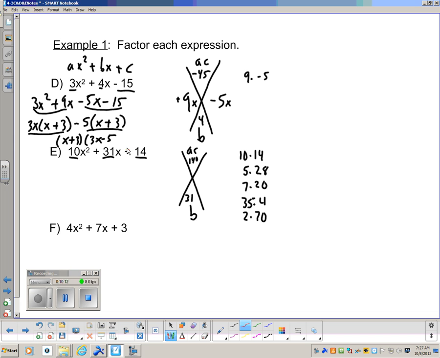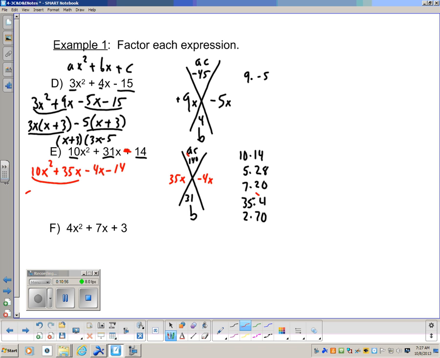This was seriously a typo in here. It should have been a minus in there. So if it's a minus, what happens then? It multiplies to give us negative 140 and adds to give us 31. It would change right there. It would be 35 and a negative 4, which gives us negative 140 and adds to give us 31. So let's put those in there. So 10x squared plus 35x minus 4x minus 14.